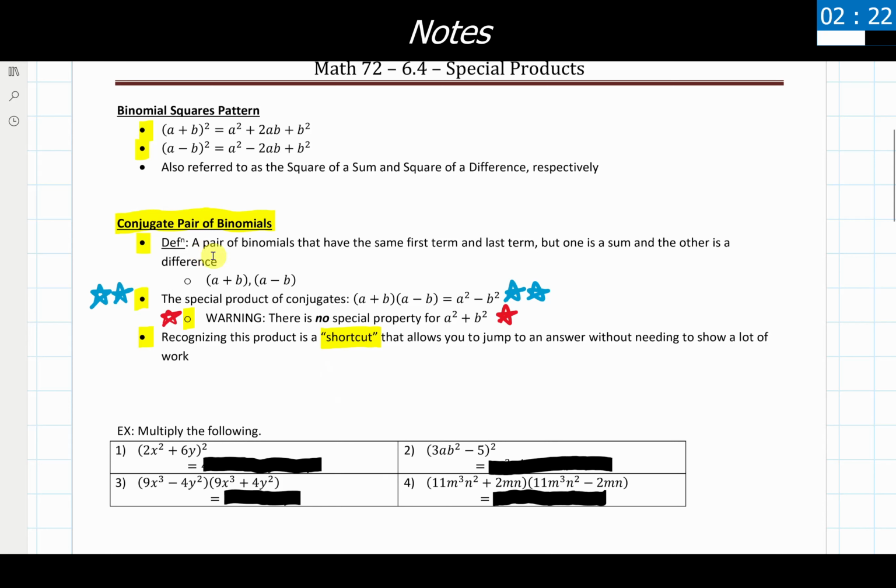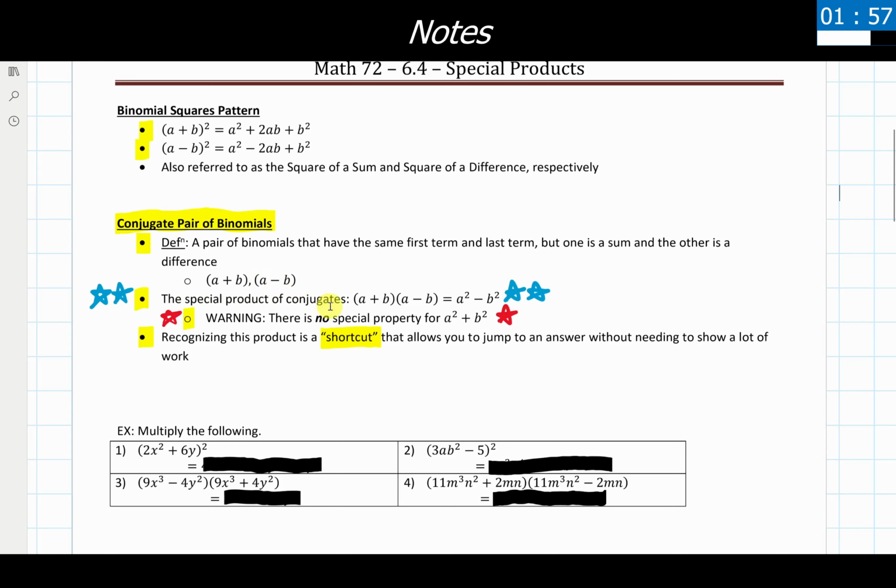So our definition is a pair of binomials that have the same first and last term. Hence, we have these things multiplying together. They both have a at the beginning. They both have b at the very end. But one is a sum and the other is a difference. So one is adding, one is subtracting together. So, conjugates written out here. These are what we're looking for.